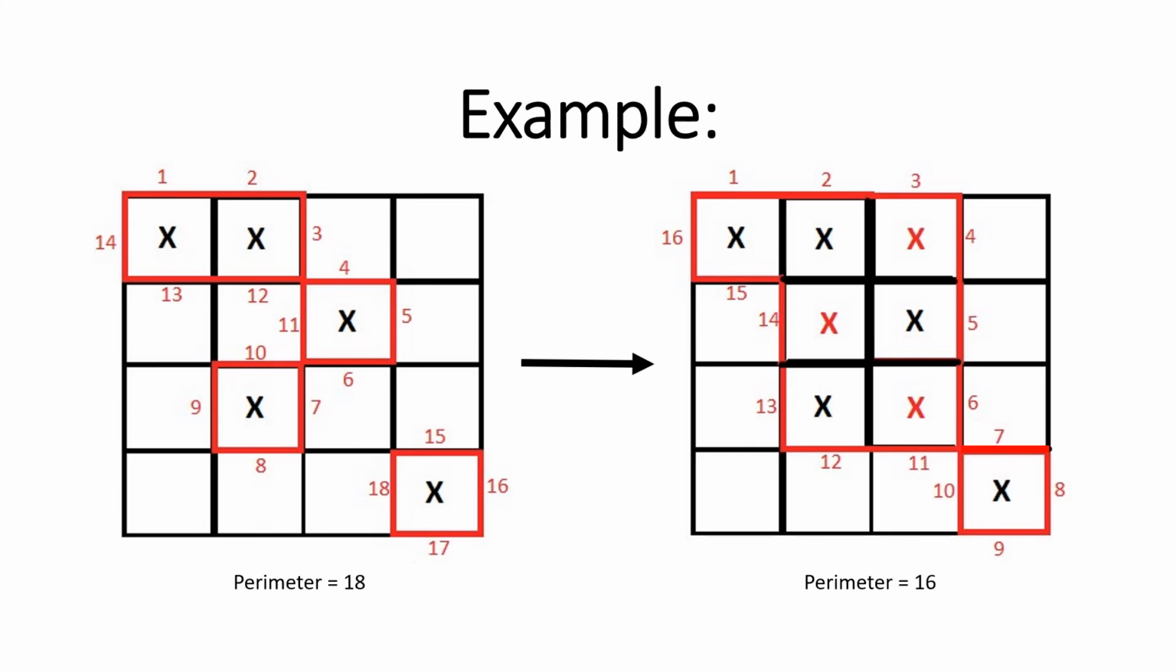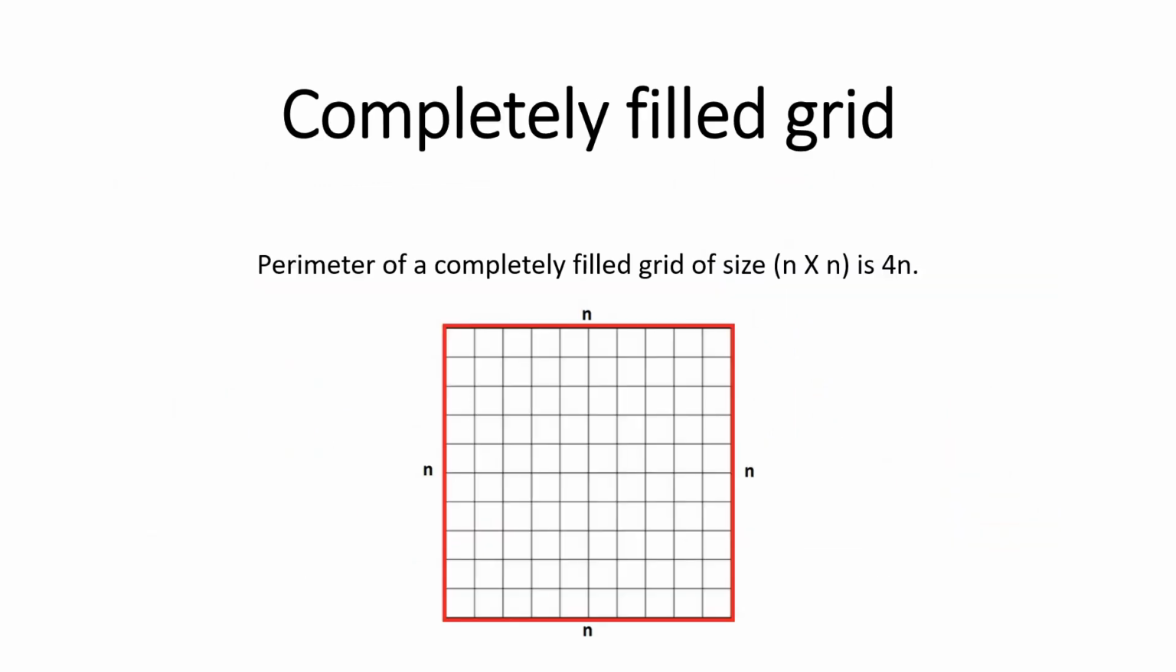Here is an example of a 4x4 grid with 5 X squares and perimeter of 18, which propagates one step to have 8 X squares but the perimeter decreases to 16. The perimeter of a completely filled grid of size n cross n is 4n. Since the perimeter never increases with the spread of X squares, to reach the state of a completely filled grid, we must start with a grid system whose perimeter is greater than or equal to the perimeter of a completely filled grid, that is 4n.